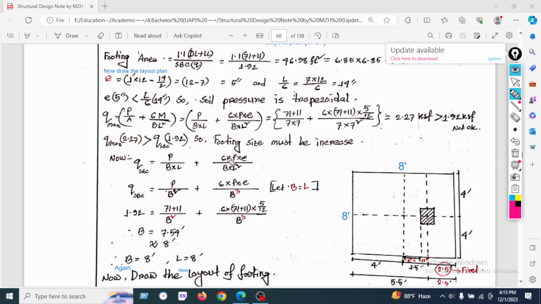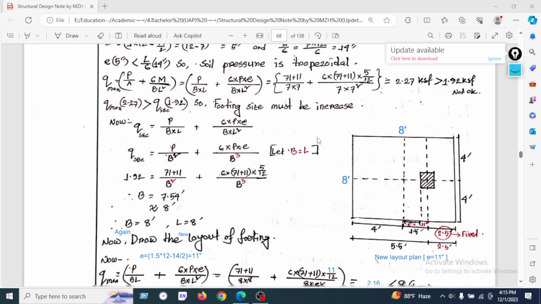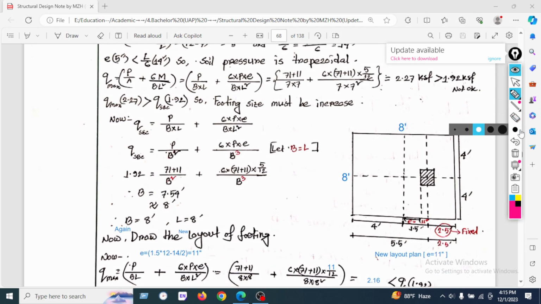Okay, so let's calculate again for the footing size. Here we use the same formula: soil pressure equals P by B into L plus 6 into P into e divided by B into L square.